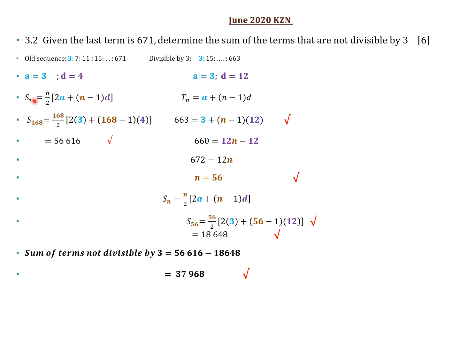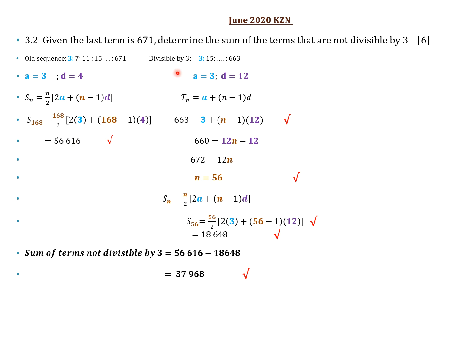So sum to n terms. There we want, remember n was 168 terms. So 168 divided by 2, 2 times 3 plus 168 minus 1 times 4 gives me 56,616. That is for all the terms in the sequence, right?